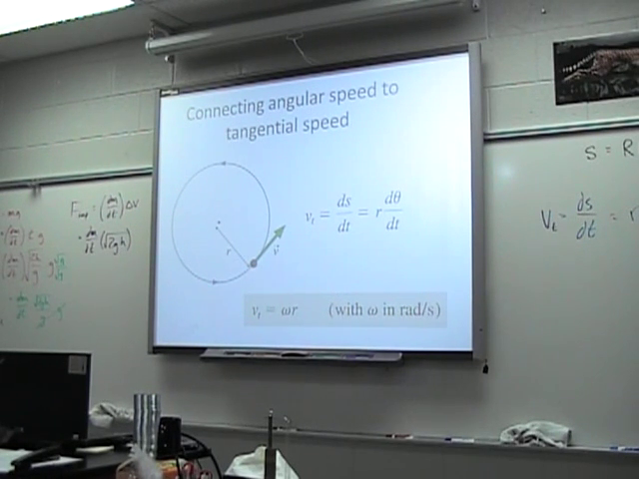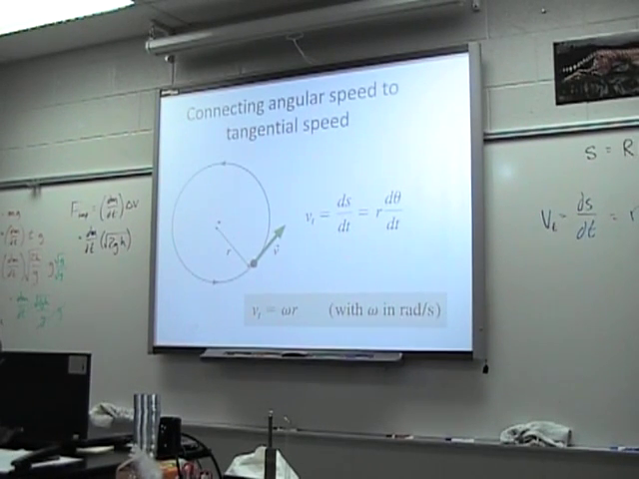Are we seeing a pattern yet? S equals r theta. V equals r omega. We've got our translational variables and our rotational variables. And what are we doing to get from translational to rotational? Just multiplying by the rotational radius.